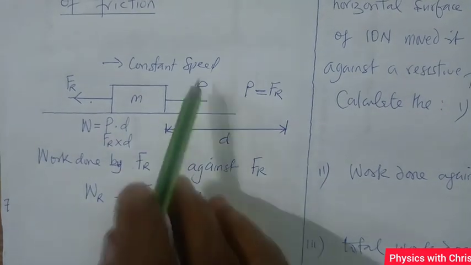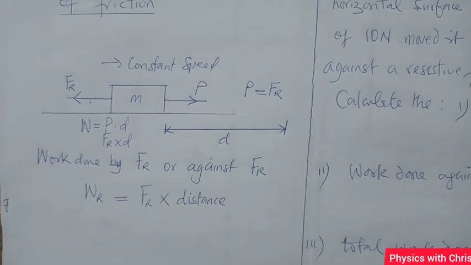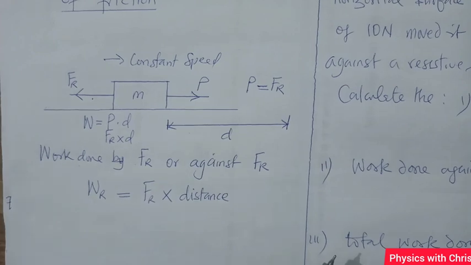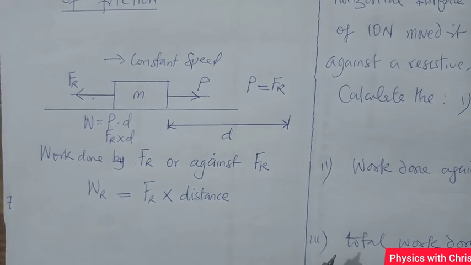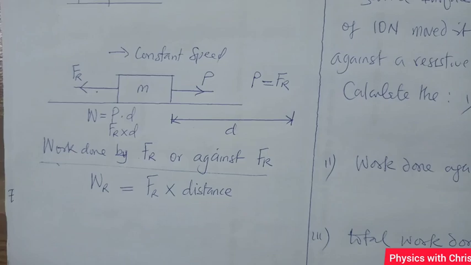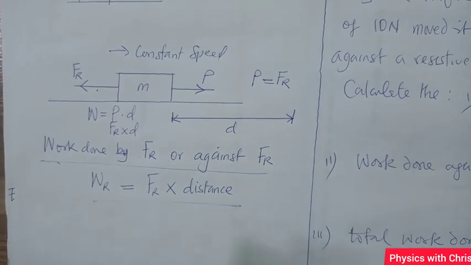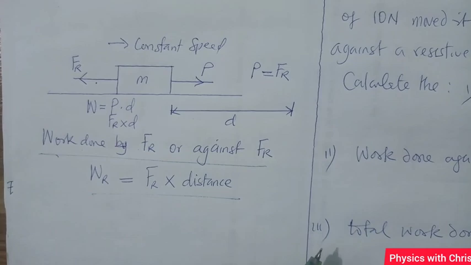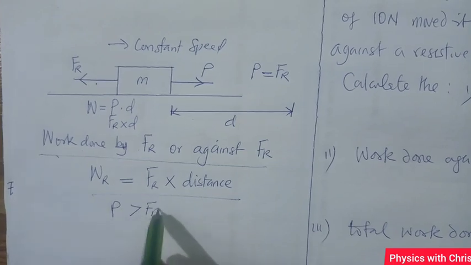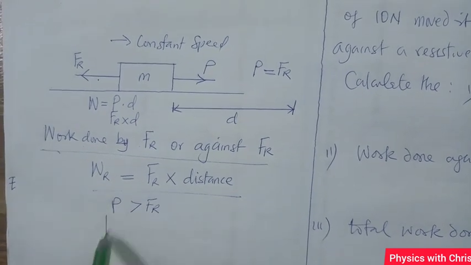Okay, but sometimes the force P is made greater than the frictional force. So in this case, the block actually accelerates while it moves through distance d. In that case, we need to find the total work done, also the useful work done, and also the work done against the force of friction. Work done against the force of friction is this frictional force times distance moved. And where force P is greater than Fr, the work done is going to be work done against frictional force.